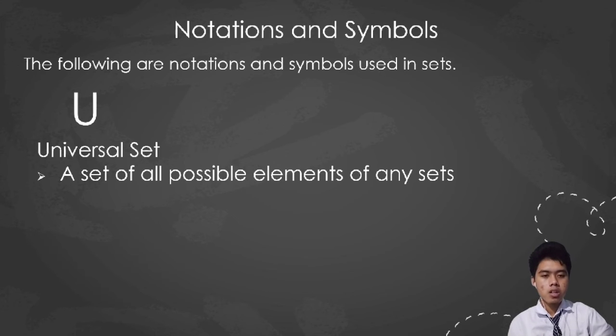So next topic natin is yung notations and symbols. So the following are notations and symbols used in sets. So first one natin is yung universal set, and yung symbol niya is capital letter U. Pag nakita nyo na yung symbol na capital letter U, it is a universal set. And universal set is a set of all possible elements of any sets.